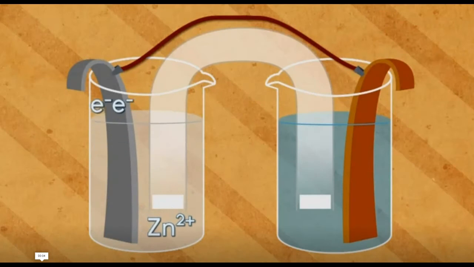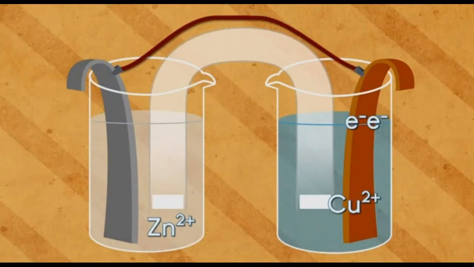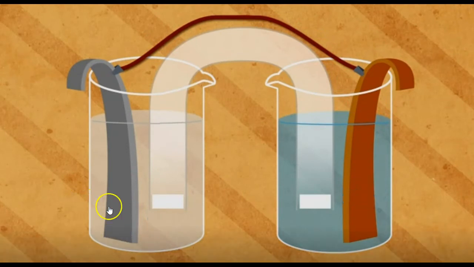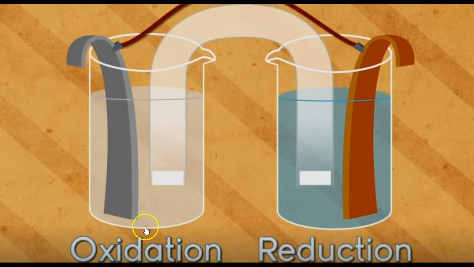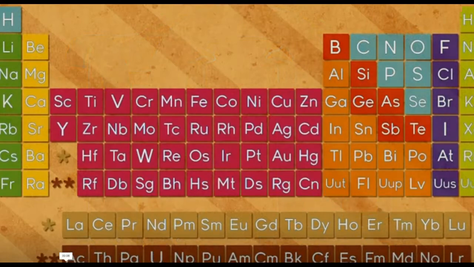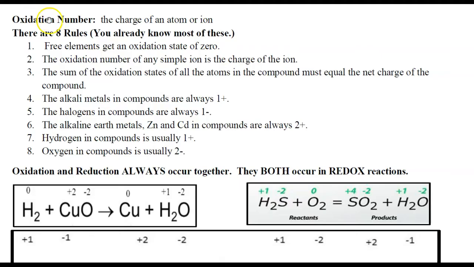Watch this animation. We can see that an oxidation-reduction reaction is occurring where one species is losing the electrons and the other species is gaining the electrons. So remember, oxidation is the loss of electrons, which is occurring on this side, and then reduction is a gaining of electrons. When we assign what's called an oxidation number, it's the charge of an atom or an ion.